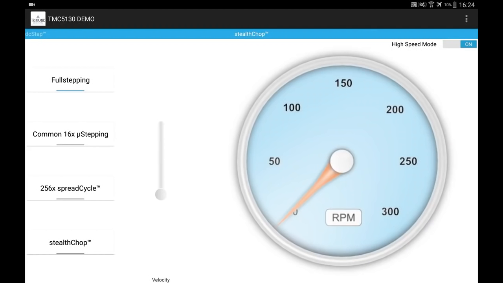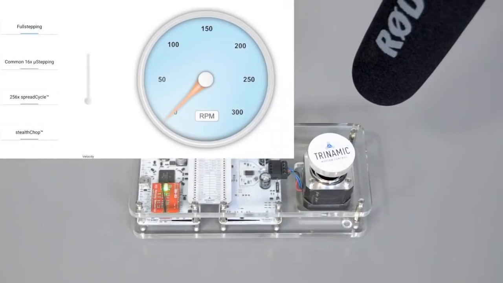You see on the tablet four different microstep resolutions I use for this video. Full step, common 16 times microstepping, for many companies still state of the art, Spread Cycle with 256 microsteps, and StealthChop. I will go through each mode on the tablet now. Starting with full stepping and at a velocity of around 100 RPM, you clearly hear the audible noise. Switching to 16 times microstepping already reduces the noise a lot. Switching to 256 microsteps and Trinamic Spread Cycle technology reduces audible noise dramatically and makes the movement much smoother. Switching to StealthChop makes the movement even smoother and the motor is completely silent. We can increase the velocity here to around 300, but that's not the limit.